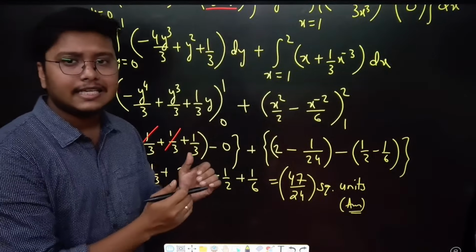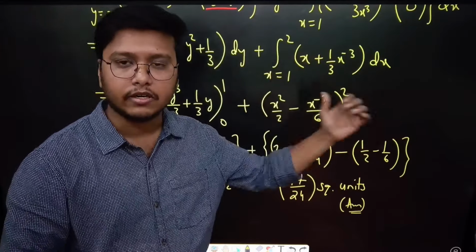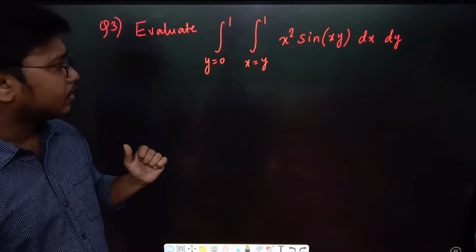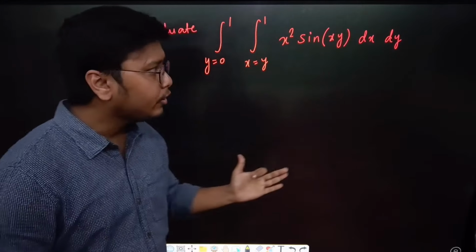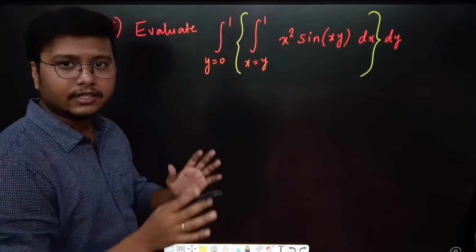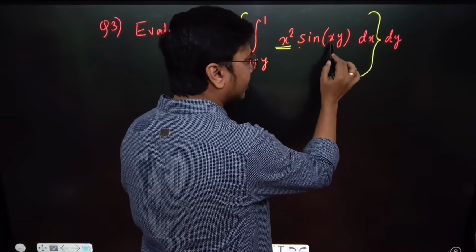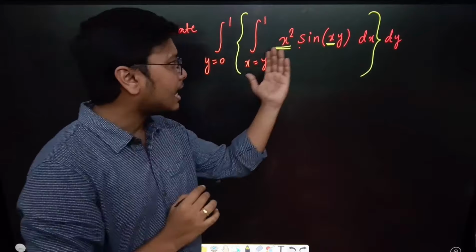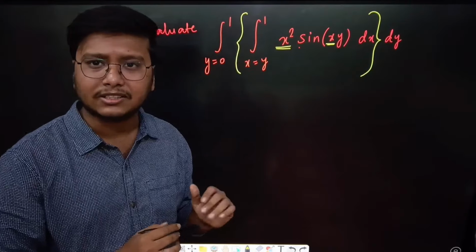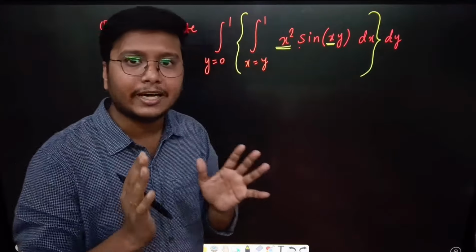Where the limit is dependent in terms of other variables and you need to find out the limits from the figure. Okay, so now let's quickly go into the next problem. So now in this problem, you can see that if I try to do the first integration in terms of x with respect to x, the major problem that I'm facing is that I have a x squared term here and I have another x inside. That means I have to use the product rule for integration if I try to do the integration with respect to x.